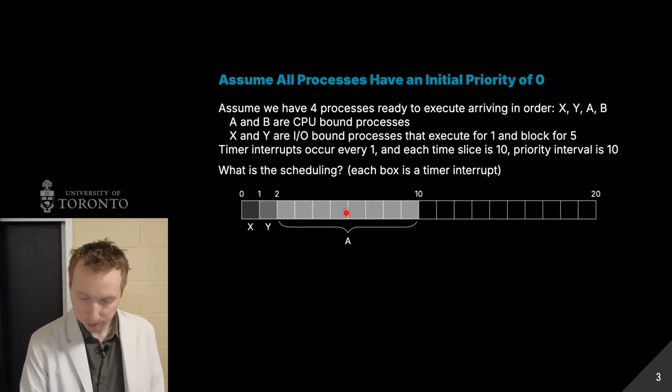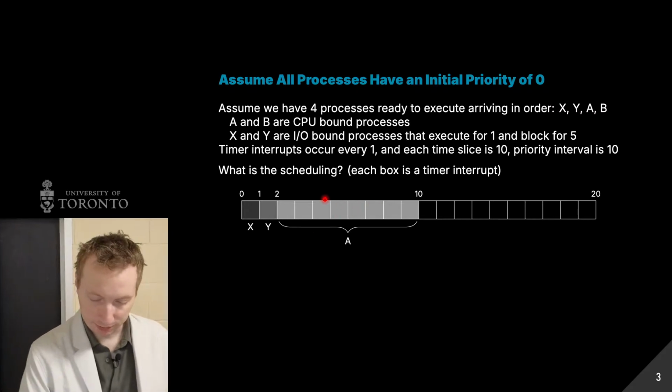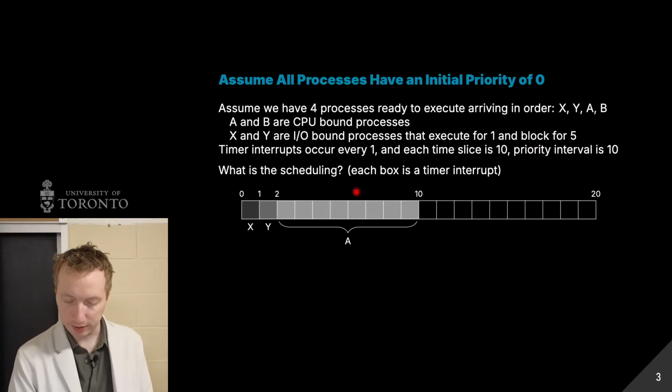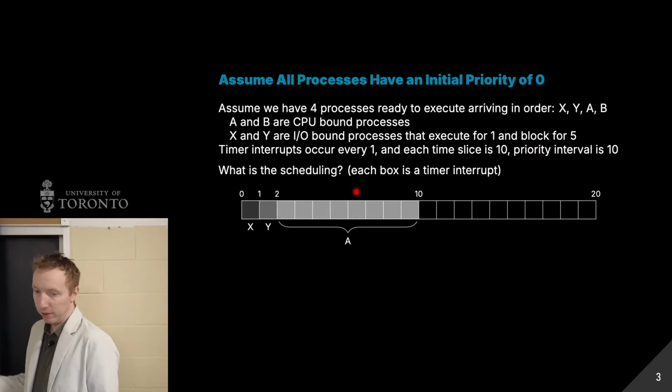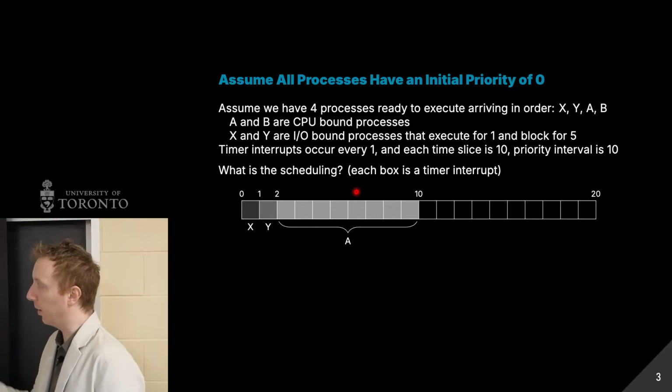The reason for this is that even though X and Y are ready, like here and here, they don't have a higher priority than process A.